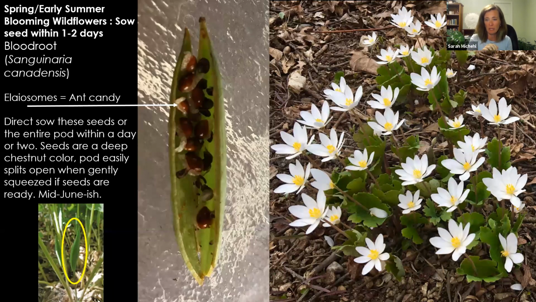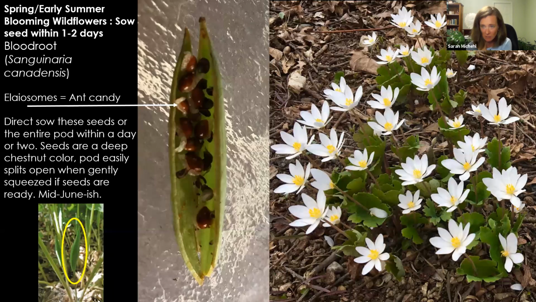So we're looking at bloodroot here, and it makes a pod about a month after those beautiful white petals fall off. A pod is going to form. So this is going to be in May or June, depending on the year, when these pods are going to form. Now, look at those dark chestnut seeds. Do you see those little white worm-looking things? They're attached. That is called an elaiosome. That's basically a fatty, protein-filled structure that's attached to the seed itself.